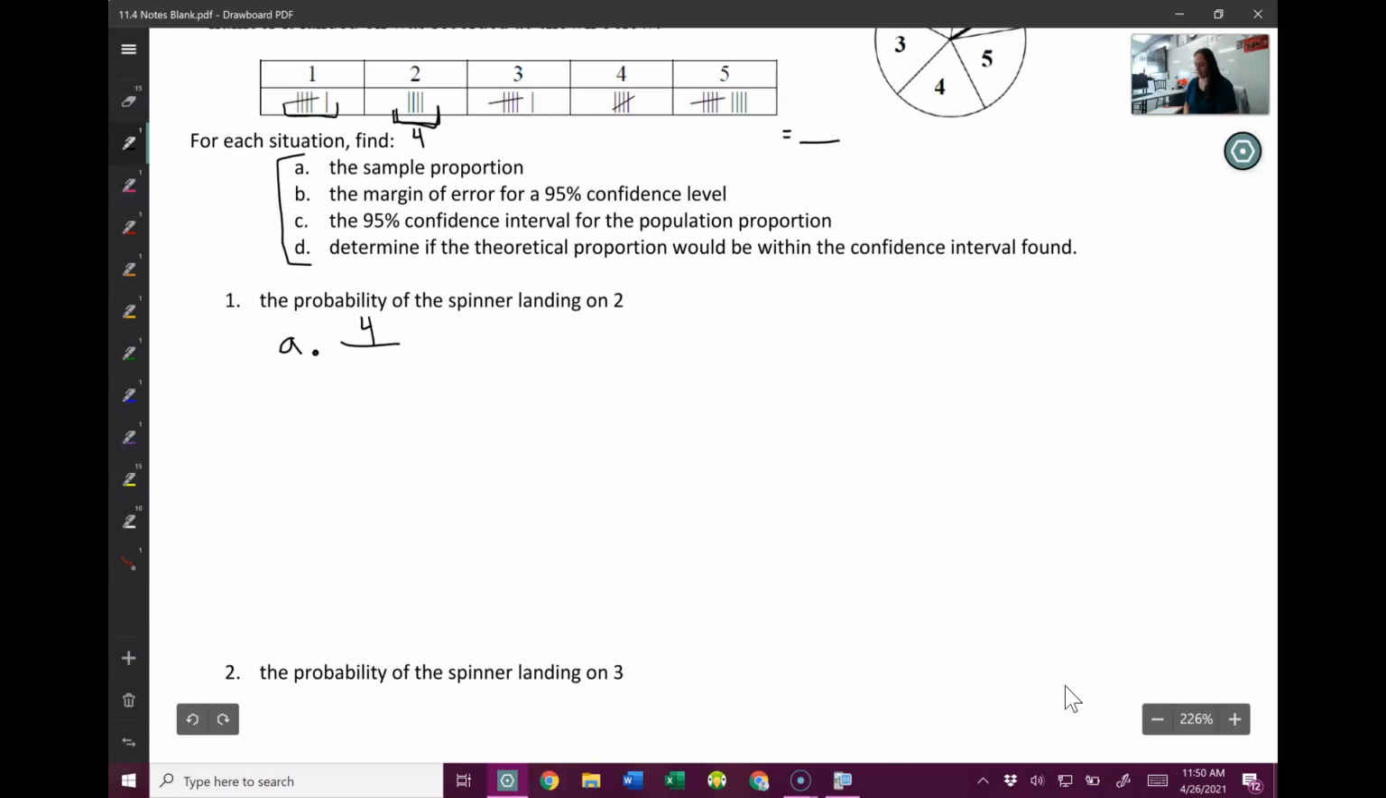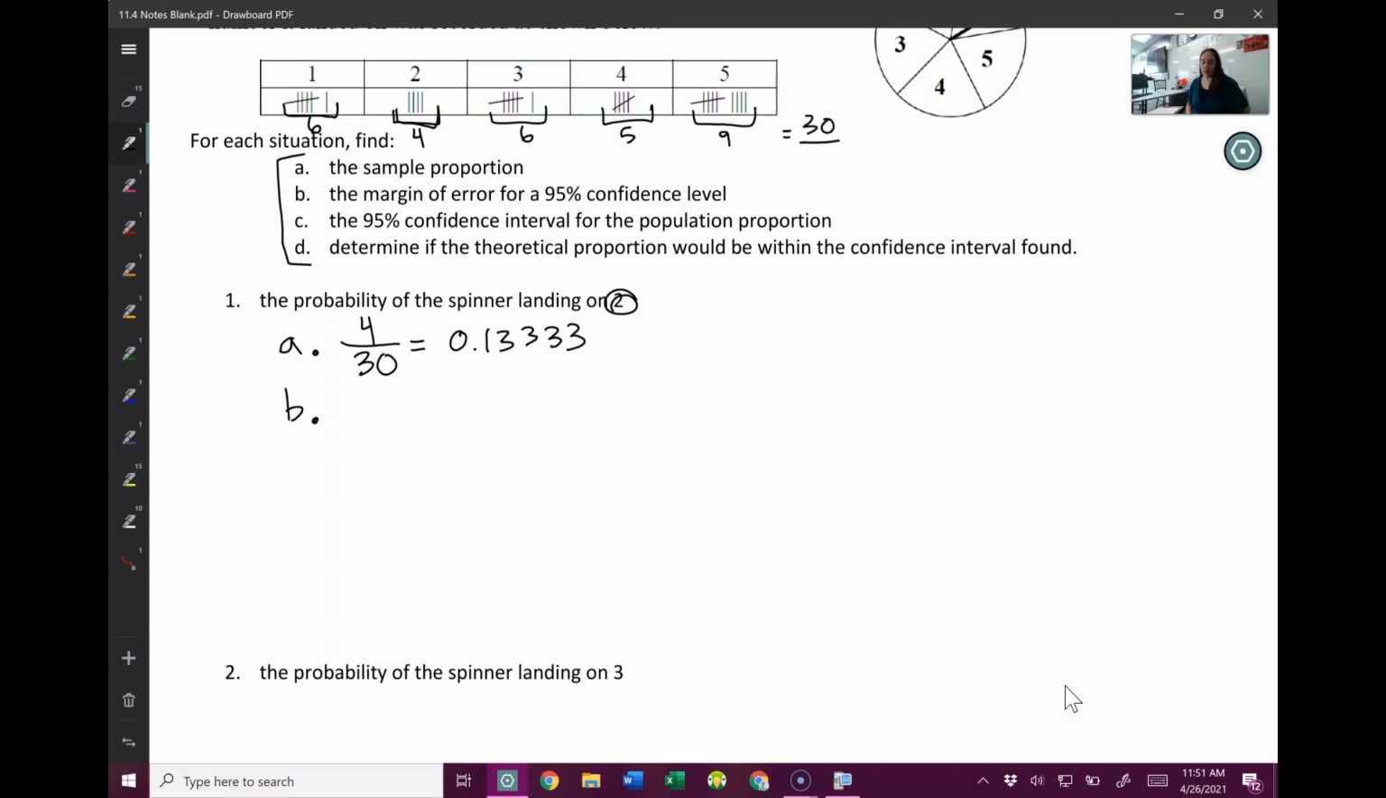So let's add these all up. We have 6 here, 6, 5, and 9. So we add all those up and we get 30. So we spun a 2 4 out of 30 times, which is 0.1333 repeating. That is my sample proportion. That's how many times I got a 2 from when I did my sample.